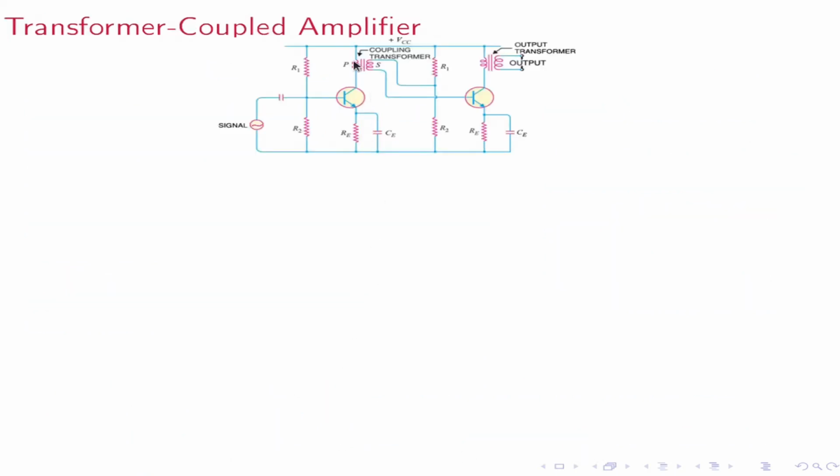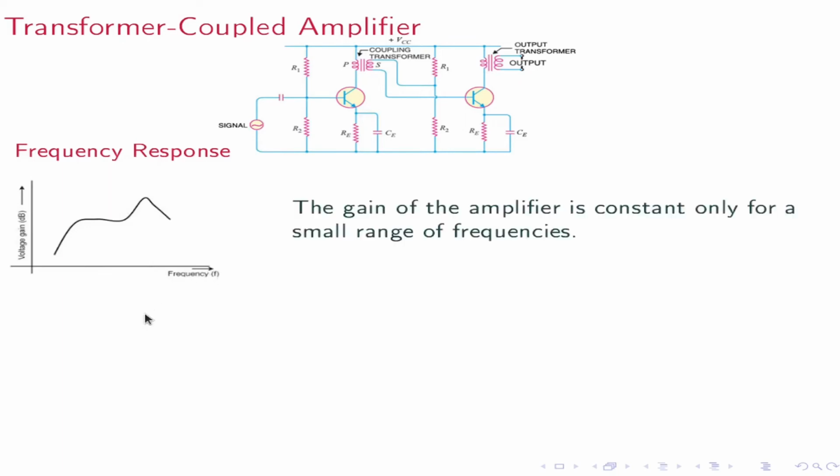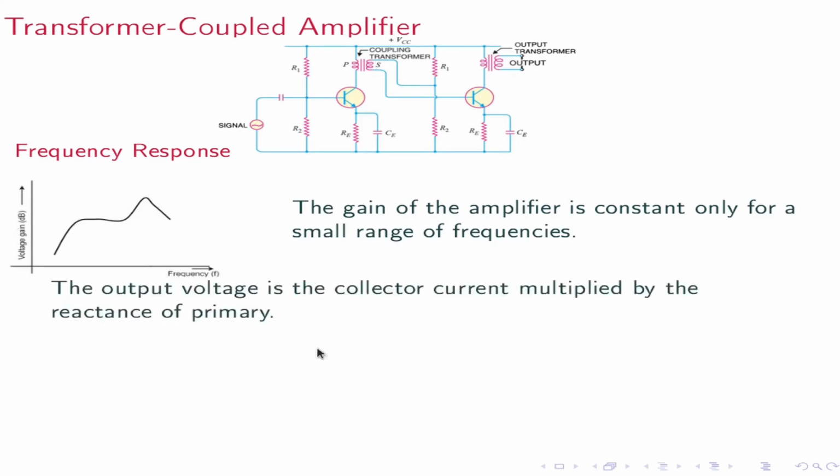Transformer coupled amplifier: here a transformer is used to couple between different stages. Its frequency response is this one. The gain of the amplifier is constant only for a very small range of frequency. The output voltage is the collector current multiplied by the reactance of the primary of the transformer.